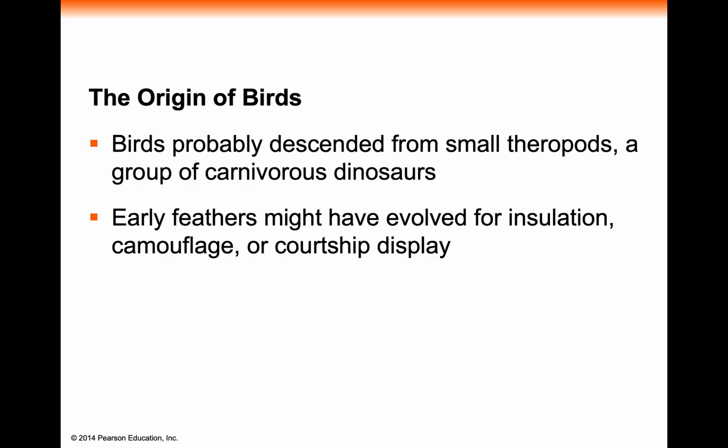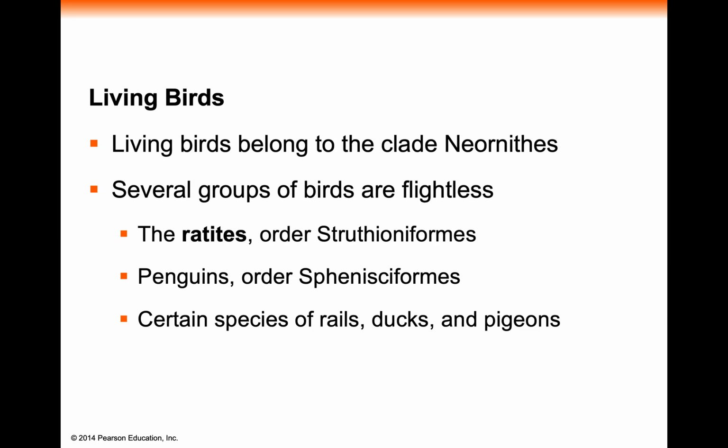So early feathers might have evolved for insulation, camouflage, or courtship display. Turns out a lot more dinosaurs had feathers than what we had realized even a decade or two ago. So it's pretty well accepted that many dinosaurs had feathers rather than just a few.